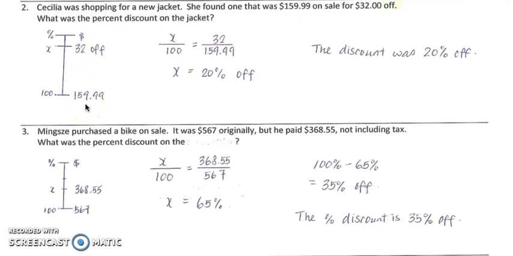And then for the percentage side, part is x, the whole is 100, as always. Set up a proportion, and then to find x, we know we need to multiply both sides of the equation by 100. So 100 times 32 divided by $159.99, it turns out to be 20% off. So that's the discount.